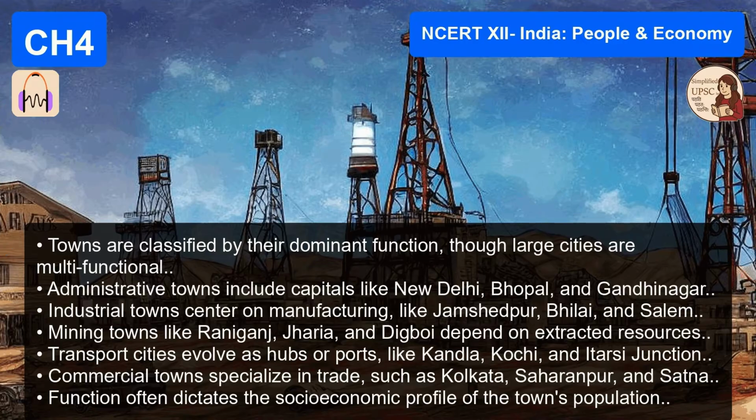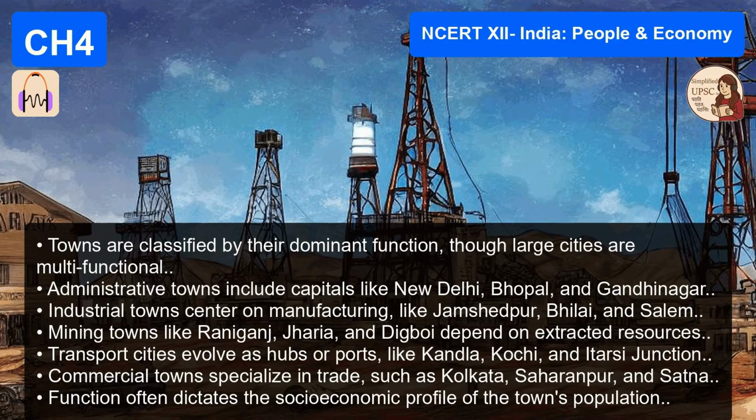Okay, let's play a game. I'll give you the category, you give me the examples and the why. First up, administrative towns. Easy. These are the bosses, the headquarters. New Delhi, Chandigarh, Bhopal, Shillong. Their primary economy is government files, bureaucrats, and making policy. Okay, number 2, industrial towns. These are the engines. Mumbai, Salem, Jamshedpur, Bhilai. These places exist to make things. You can smell the sulfur and the steel in the air.